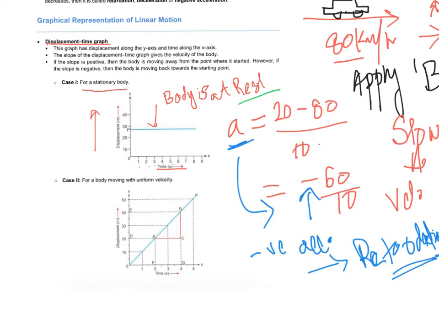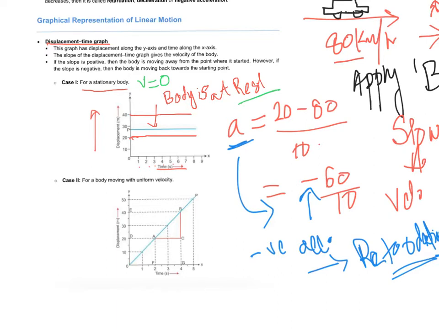Zero. That is exactly it, the velocity is zero. There is no motion happening. People can ask, sir, why is this line between 20 and 30? Why not like this, or why not like this? It could have been anywhere.